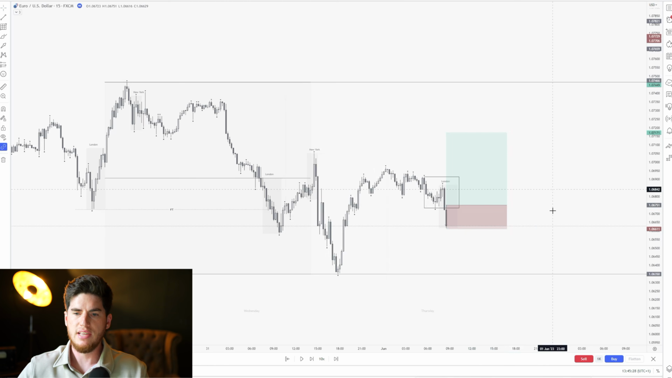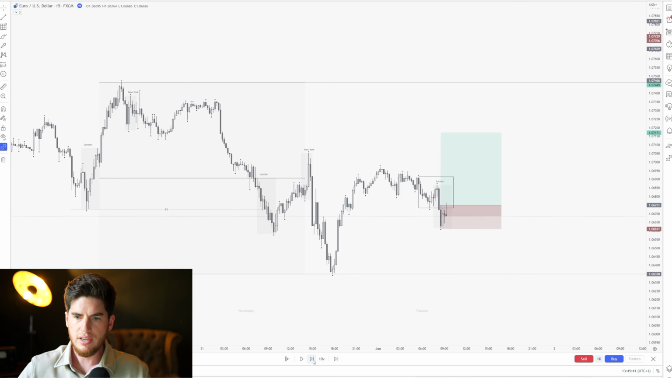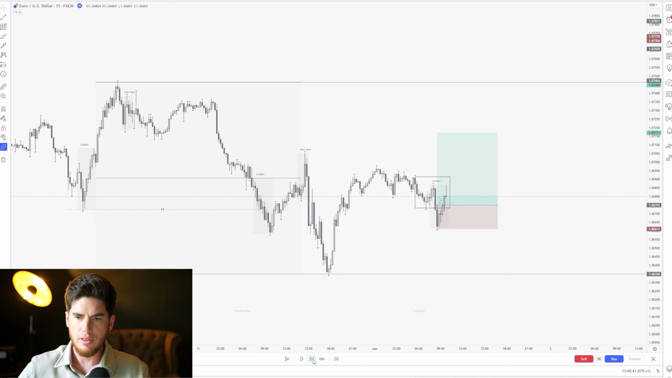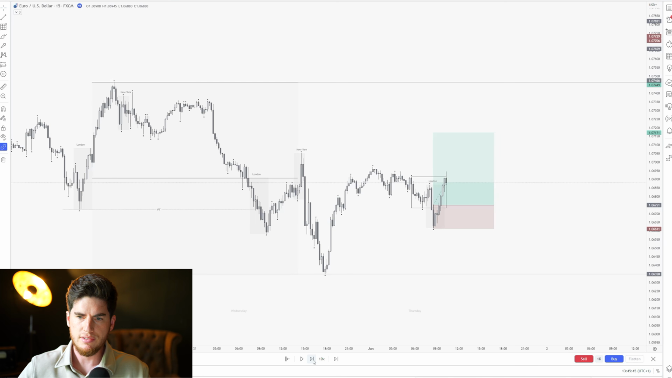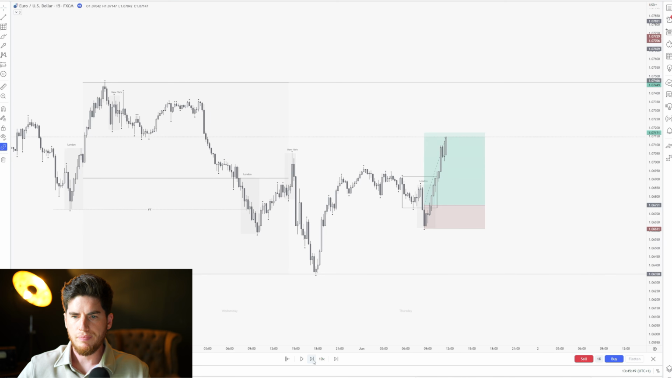Now let's see if price tags us in. And if price doesn't tag me in before 10 a.m., I'll remove the order because outside kill zone tag invalidates the trade. So let's see what happens next. We get a retrace and it tags us in within 30, 40 minutes, right? So we're in the trade now. Let's just play that forwards. We're outside of kill zone, so we're not looking to scale in.